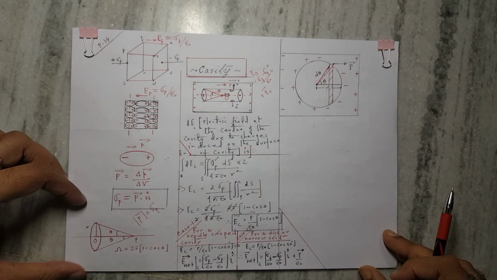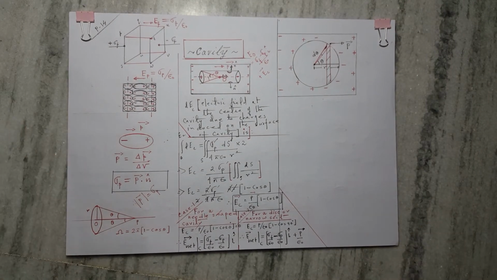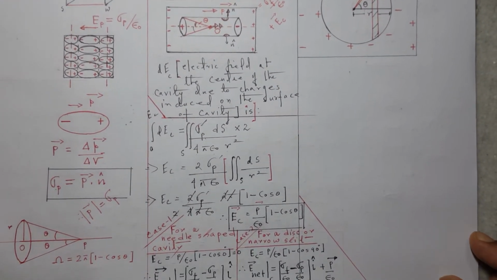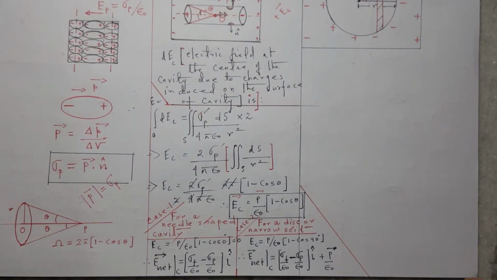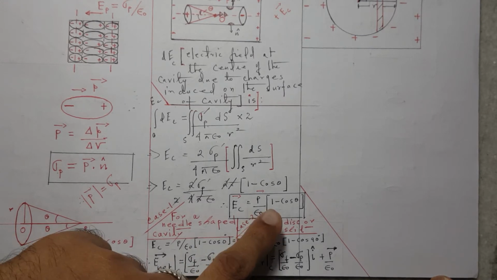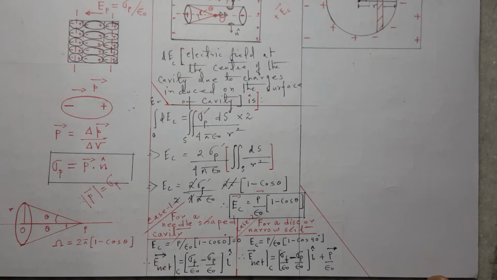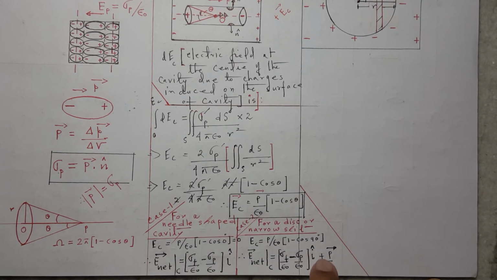Now please see, if I take two subcases, case 1: if the cavity is needle shaped, meaning very very thin, then what will happen? This value of theta shall vanish, it will become 0 degree. So cos 0 is 1, then E_C is 0. So only sigma F by epsilon naught and sigma P by epsilon naught survive. And if it is a narrow slit or a disc-like cavity, then theta becomes 90 degree. Then only sigma F by epsilon 0 minus sigma P by epsilon 0 remains, and you get the plus P by epsilon 0 term because the second term vanishes.